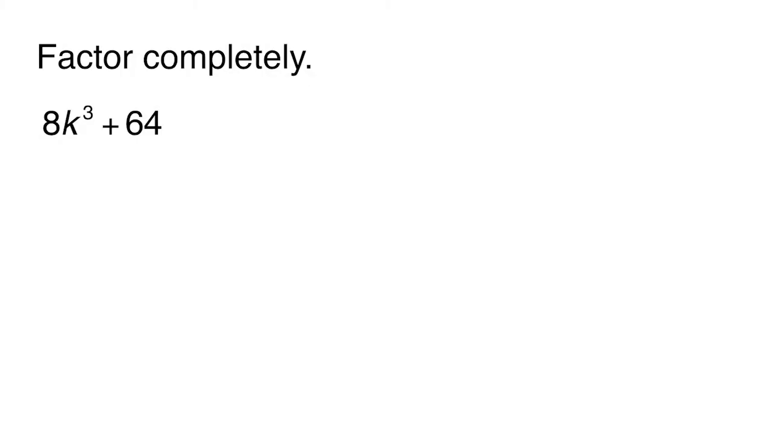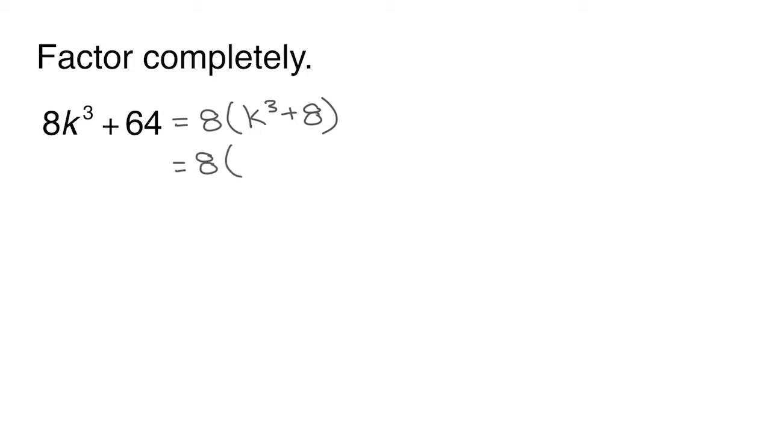Factor completely. 8k cubed plus 64. Here we have a common factor of 8 that we can factor out. When we do that, we have 8 times the quantity k cubed plus 8. Inside the parentheses, we still have a sum of cubes.